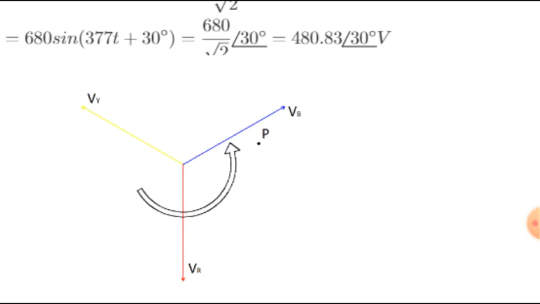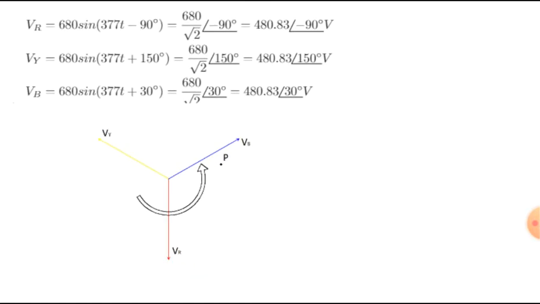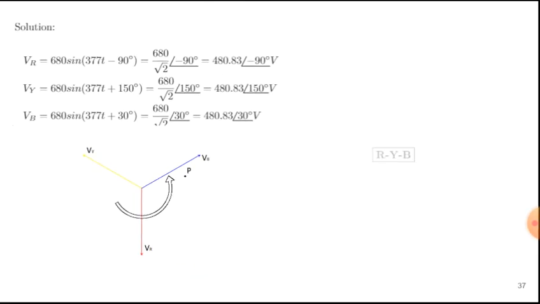So we put a point P, we rotate it. So what voltage will cross point P first? It should be R, the next one will be Y, and the last one will be B. So our phase sequence should be R, Y, B.